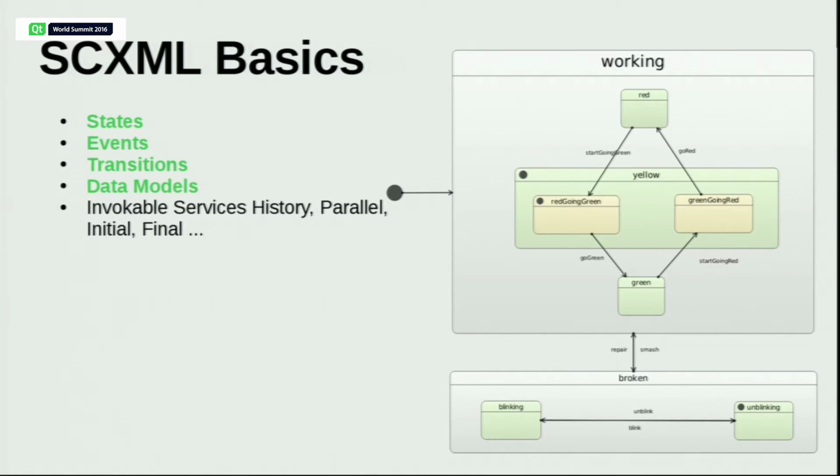And then there are many more things that I'm not going into detail right now, like invocable services, history states, parallel states, initial states, final states, and so on. But that would be too much for the time we have. And what we have here is enough to show you the examples. But all this is specified. You can read it up. The standard is actually fairly readable.